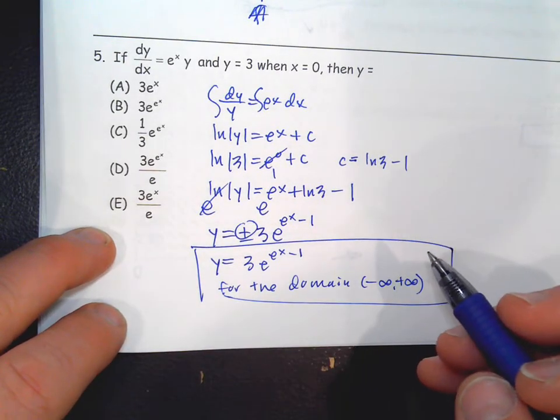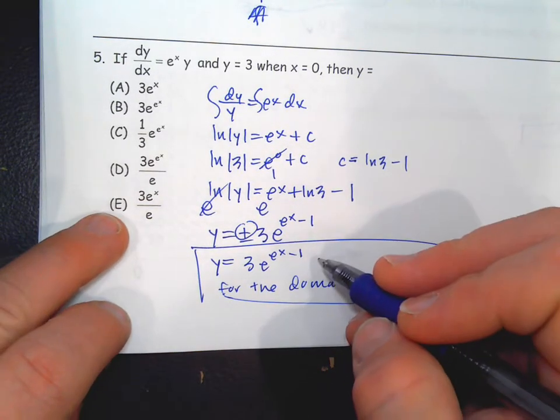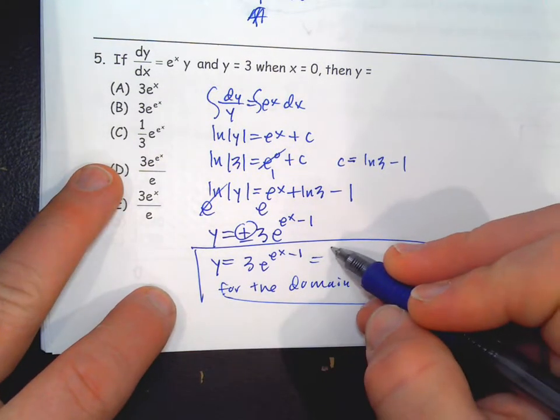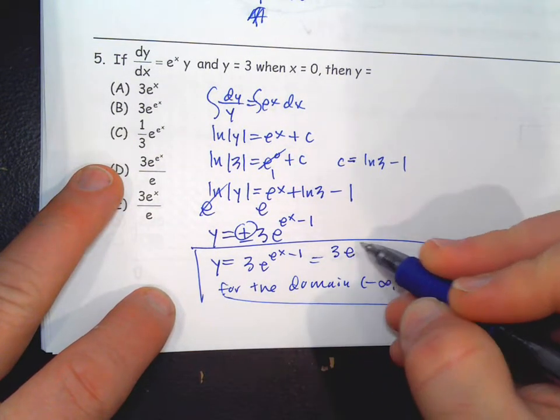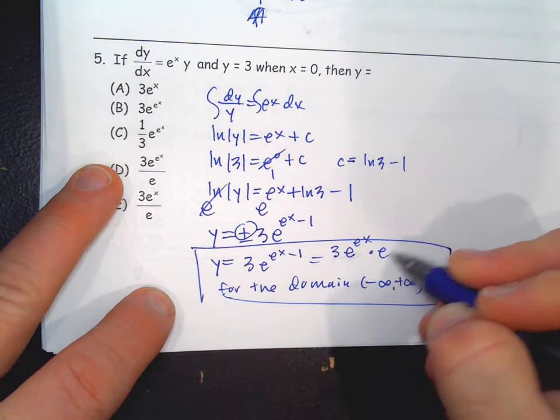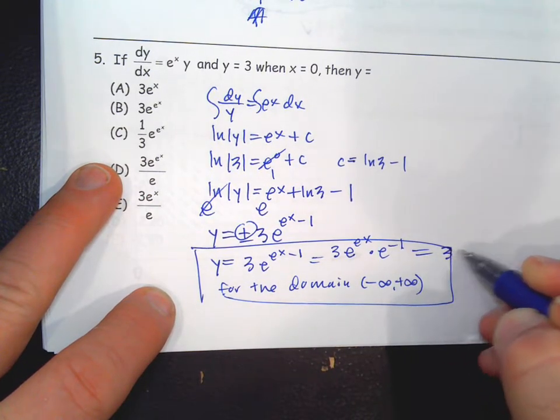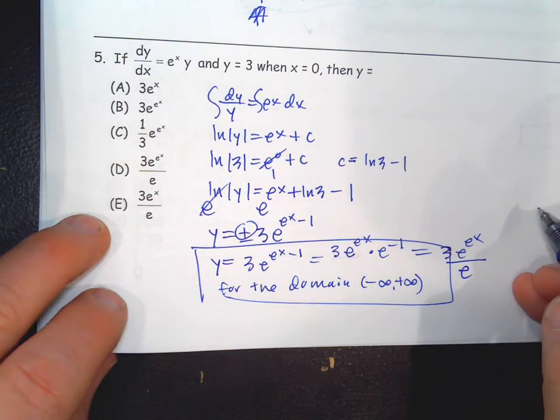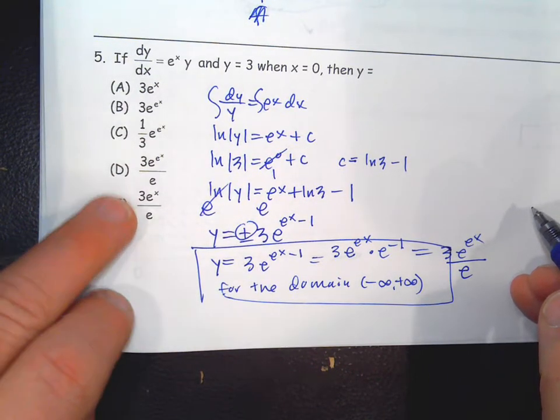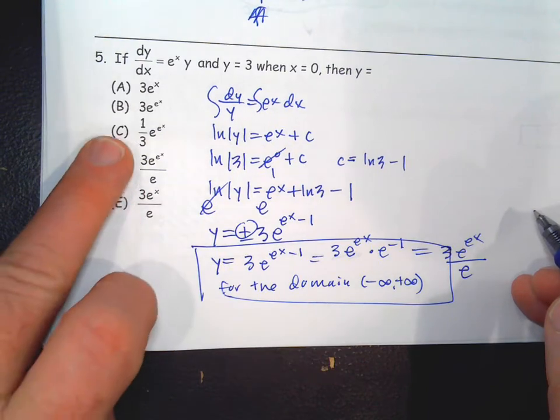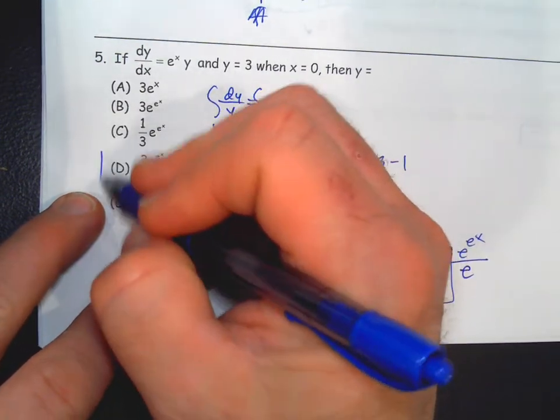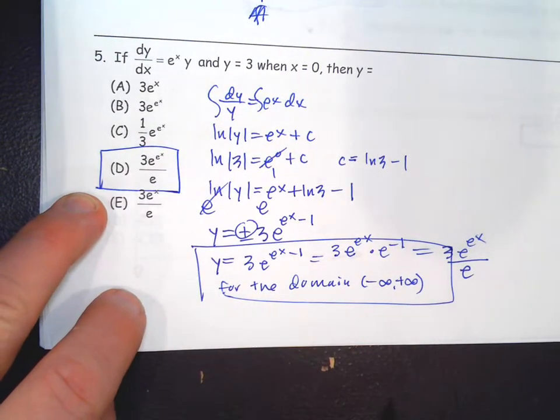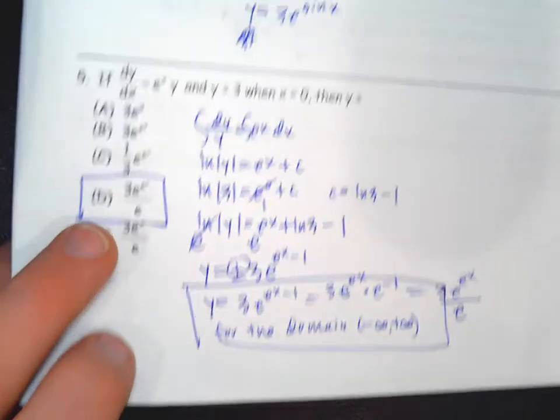So we're looking for 3. Now we have to realize none of these answers look like that. So it might also be 3e to the x times e to the negative 1, which would be 3e to the x over e to the 1. So that was a little interesting. Okay.